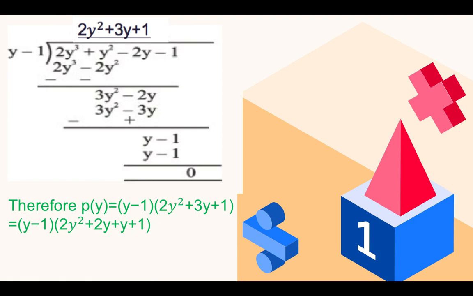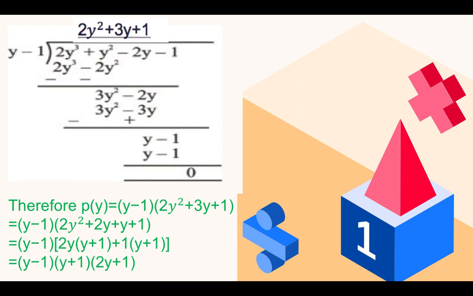Now I need to find the factors of the quadratic equation also. Again I will follow the middle term splitting. I will split the middle term 3y as 2y plus y. On taking out common, I get the factors as y minus 1 multiplied by y plus 1 multiplied by 2y plus 1. Okay.